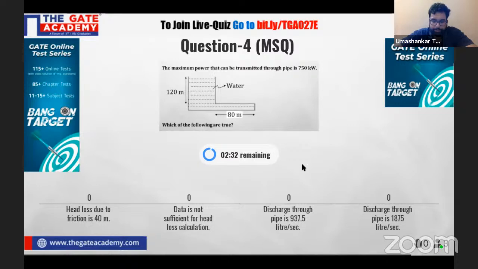Please go for it. Very simple question it is. We can do it. We know the concept. When a liquid is flowing through the pipe, there is some power transmission associated with it. Now here, what is given in the question is that the power that is getting transmitted is the maximum one, right? Now you have to apply the concept you have learned for this maximum power.